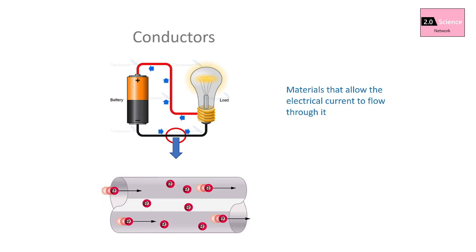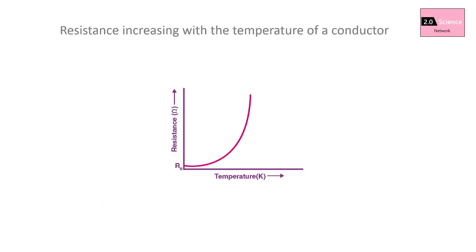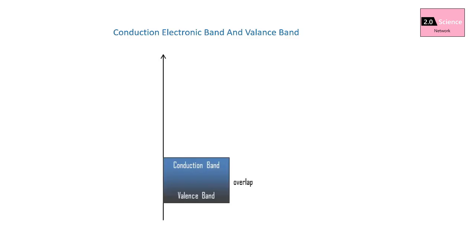Conductors. A conductor is a type of material that allows the electrical current to flow through it. From the microscopic view, by ionization, electrons create a current. But with increasing temperature the electron collisions rise and resistance will increase. The conduction band has more energy than the valence band. Due to this overlapping, a small potential difference across a conductor causes the free electrons to constitute electric current.